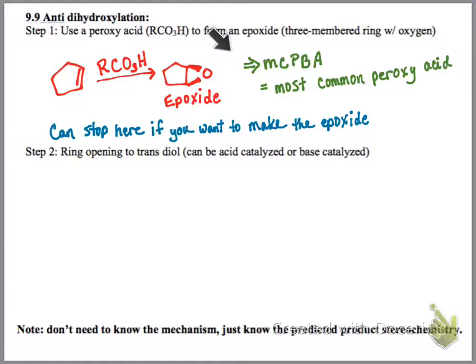MCPBA, which is metachloroperoxybenzoic acid, you don't have to draw the structure. Everyone just writes out the words MCPBA. This is the most common peroxy acid, so you should know this one. There's other ones too, but this is the one that you should know. So the reagent that you will see for this is either going to be MCPBA, or it will just say R or some sort of carbon group here, and then CO3H. Either one of these is a possible reagent that you could write down.